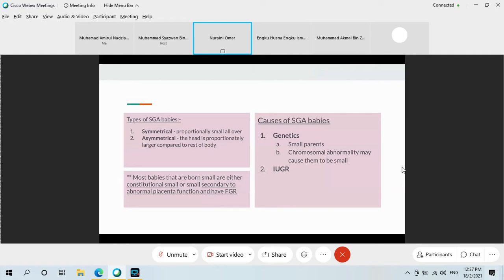Okay, so the causes of SGA babies are classified under two, which is first genetic. Maybe the parents are small, that's why the baby is small. And chromosomal abnormality may cause them to be small. And the next one is IUGR, which is intrauterine growth restriction. Later on, I will explain what IUGR is.